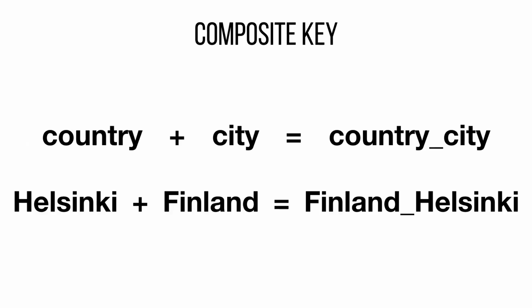So for doing this, we will make a composite key that combines the country and the city together. And this will create a hierarchy because the country has cities in it, so it's no problem at all.